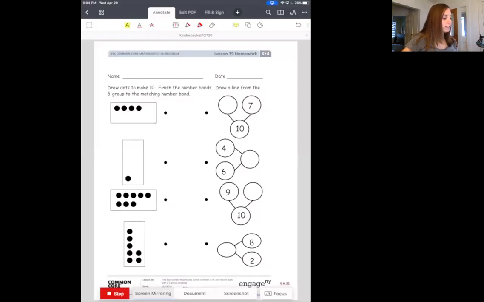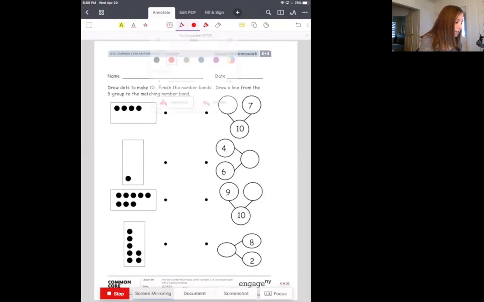So the first thing it says is draw dots to make 10. Finish the number bonds. Draw a line from the 5 group to the matching number bond. Well, that's a lot of things happening. So first, I want you to take a crayon, and I want it to be a colored crayon. It could be any color except black because we have the black dots, and I'm going to use red, but I want you to get a different colored crayon so you can see the types of dots we are adding.